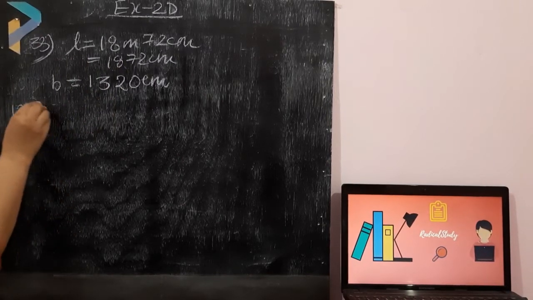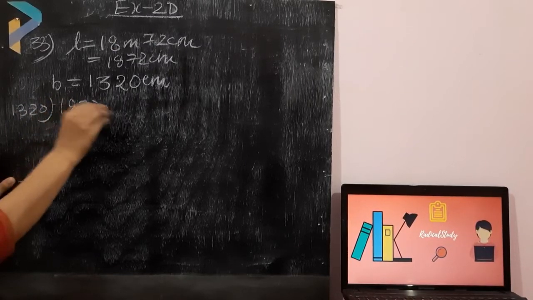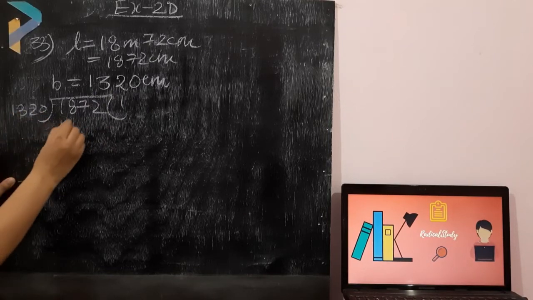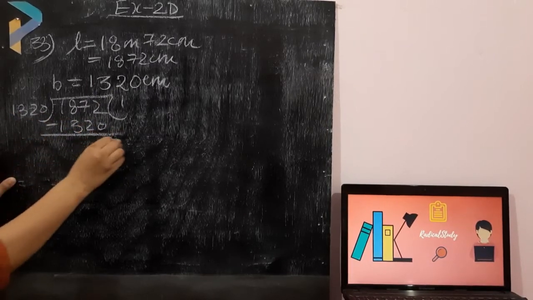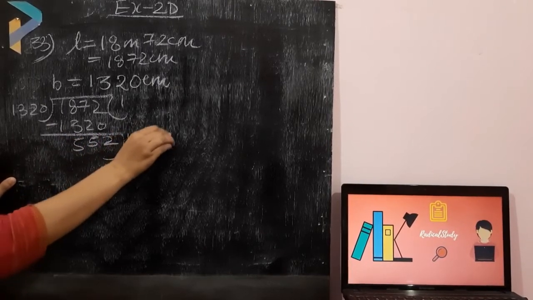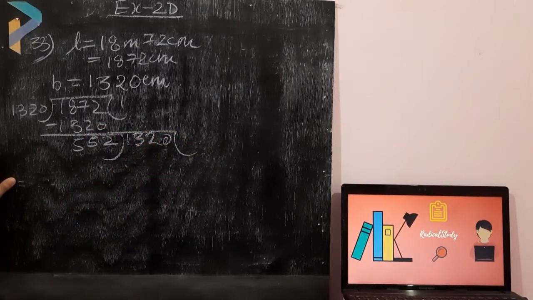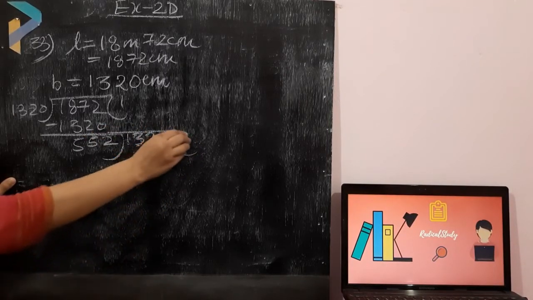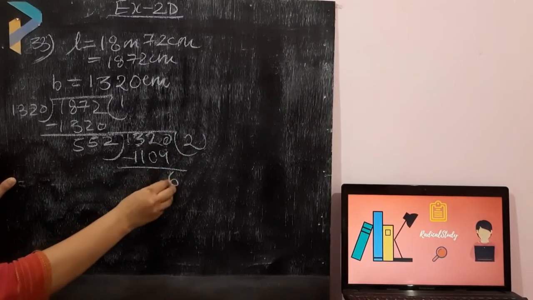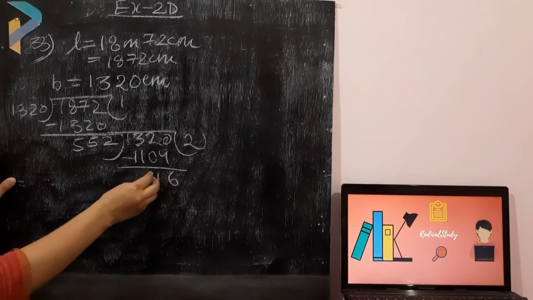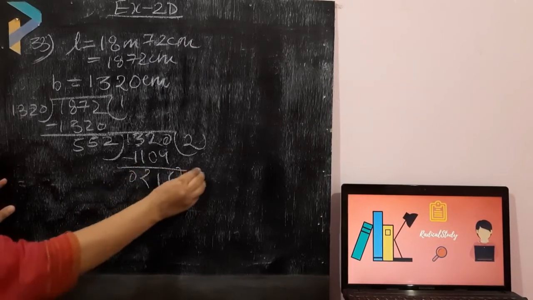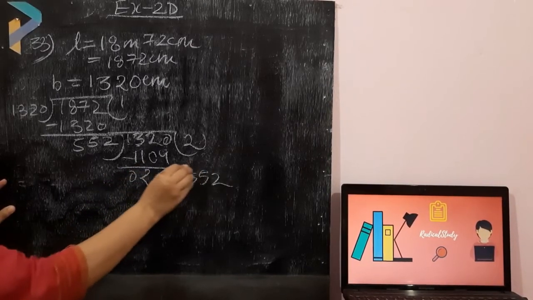Now 1320 will be divided by 1872. Now 1000, it will go from 1320. Now I am going to subtract it for you. It will be 552. Now it will be divided by 1320. Now it will go by 2 times, 1104. Now again I am going to subtract it for you. It will become 216, right? And it will be divided by 552.